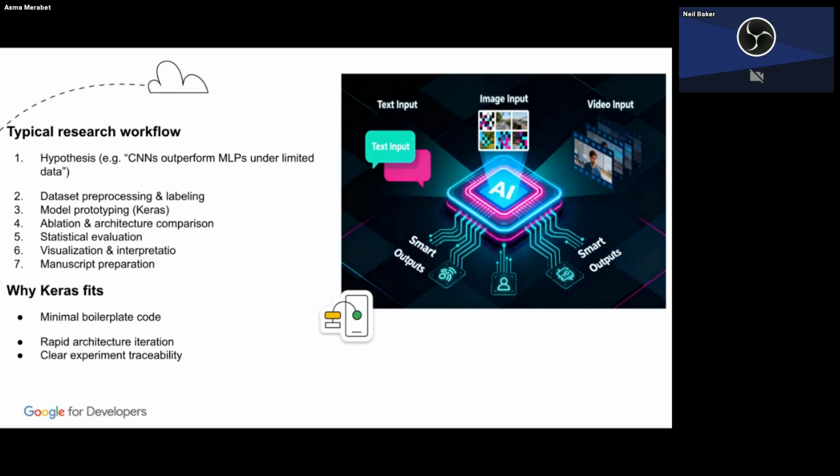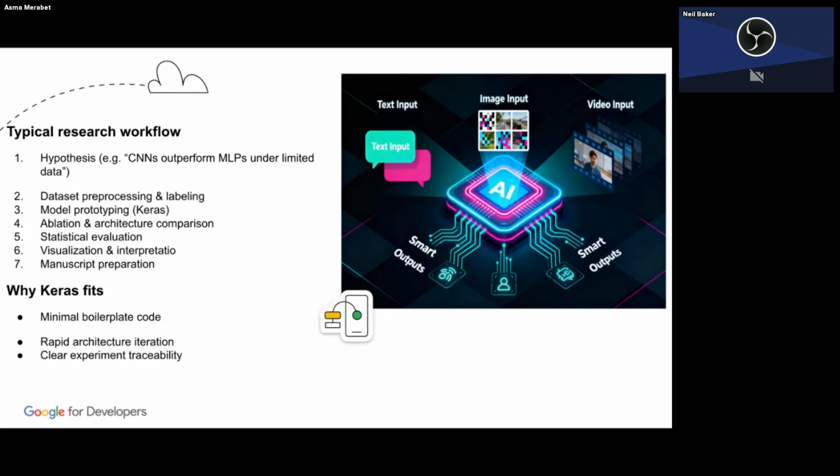So now, Keras in the research pipeline. This is the typical research workflow that each researcher follows when we do our research. We follow about 7 steps. The first step is hypothesis formation. This is the start. We put a question. For example, do vision transformers outperform CNNs for colon cancer detection?